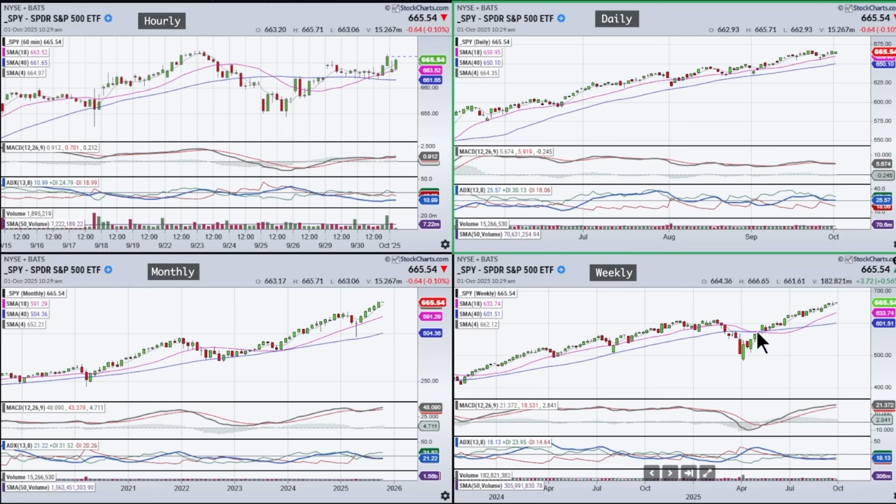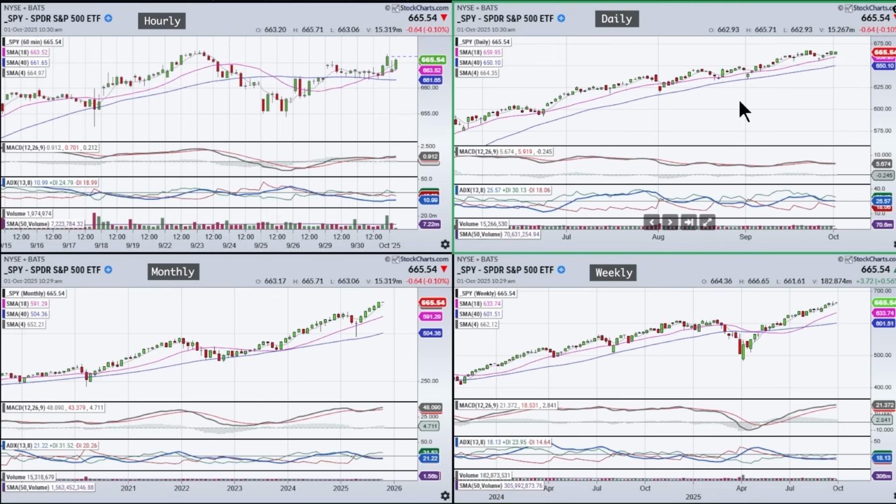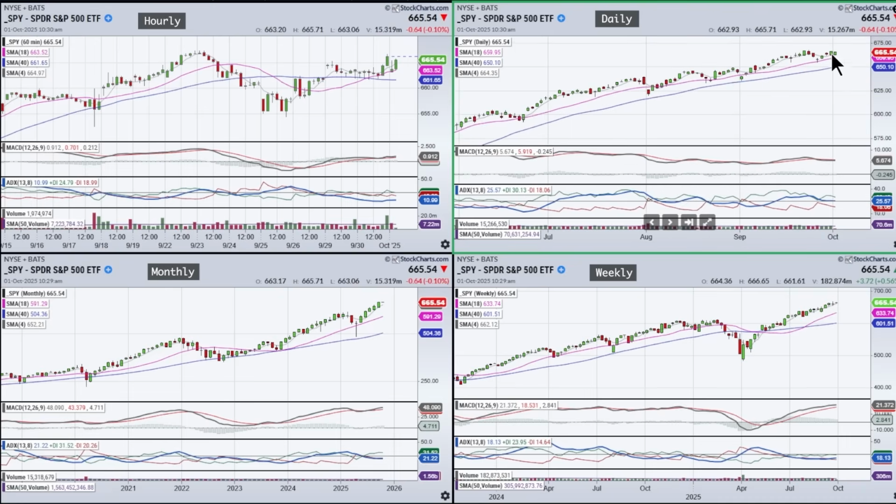All right, we haven't tested the 18 since we crossed it in May, and we haven't really pulled back since the low. It's just been kind of moving higher. So a lot of people must have been left behind, and we'll see if some of these people have finally gotten invested or not.